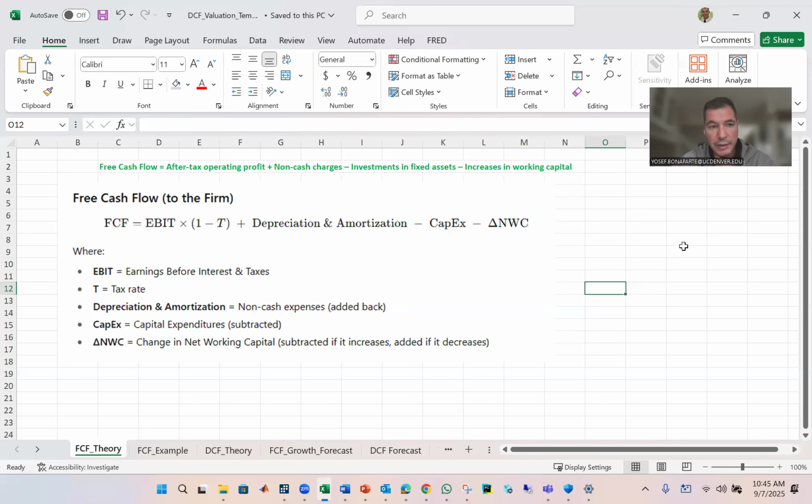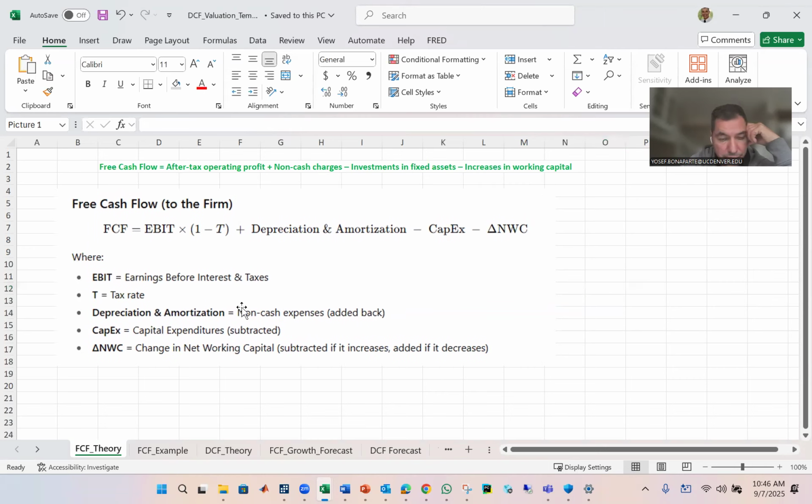Hello, students. Today we're going to talk about the DCF, discounted cash flow model. We start with what is free cash flow? Free cash flow is the after-tax operating profit plus non-cash charges minus investment in fixed assets and minus increases in working capital.